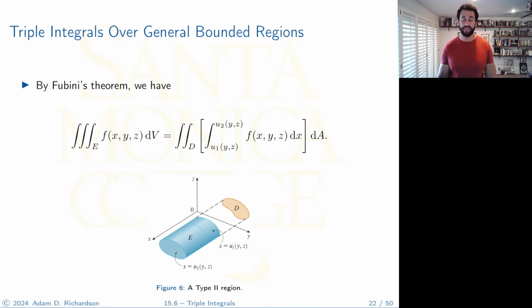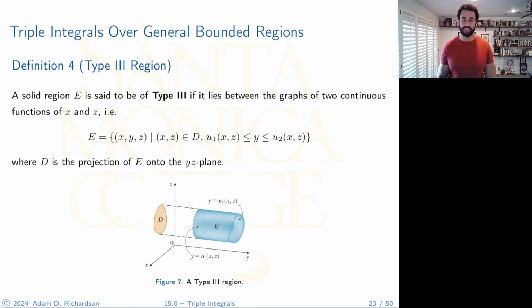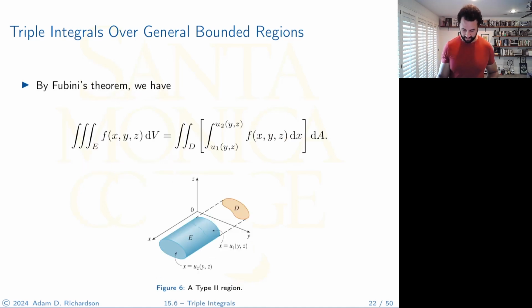Fubini's theorem lets you integrate iteratively. A type 3 region is similar, except now your surfaces are in terms of x and z, right? So really all they're saying is you could scan vertically, and we would call that a type 1 region, or you could scan in terms of, what is it?